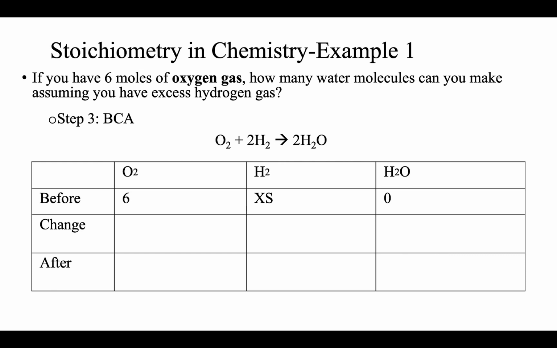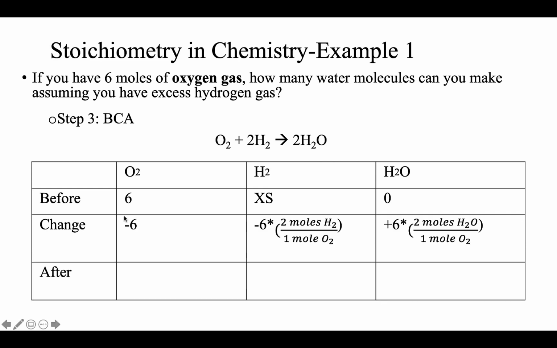And then the next step is to construct your BCA table. So to begin with, before you combine the oxygen gas and hydrogen gas together, you should have 6 moles of oxygen gas, which is given by the question. And you will have an unlimited excess amount of hydrogen gas. And of course, before you combine them, you should have 0 amount of water being produced.